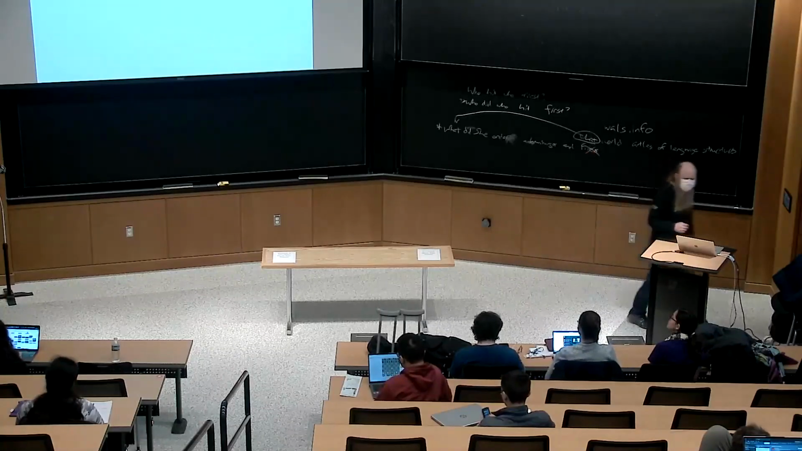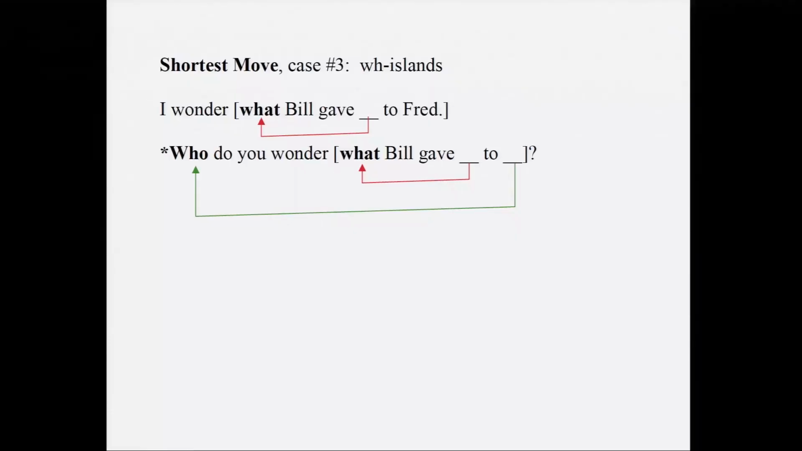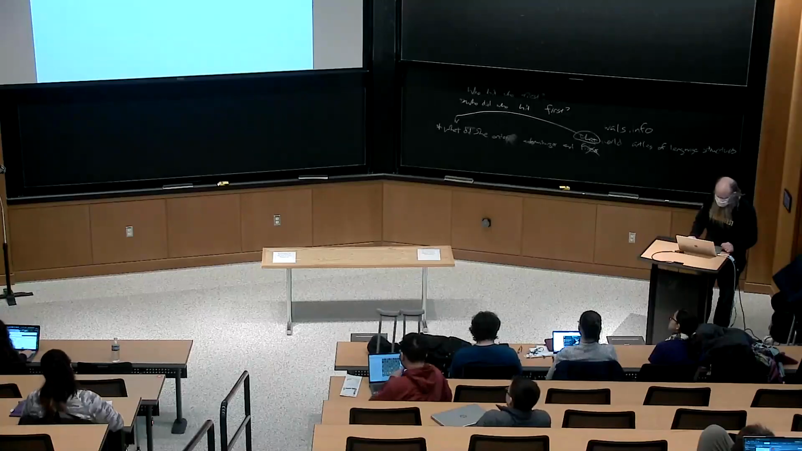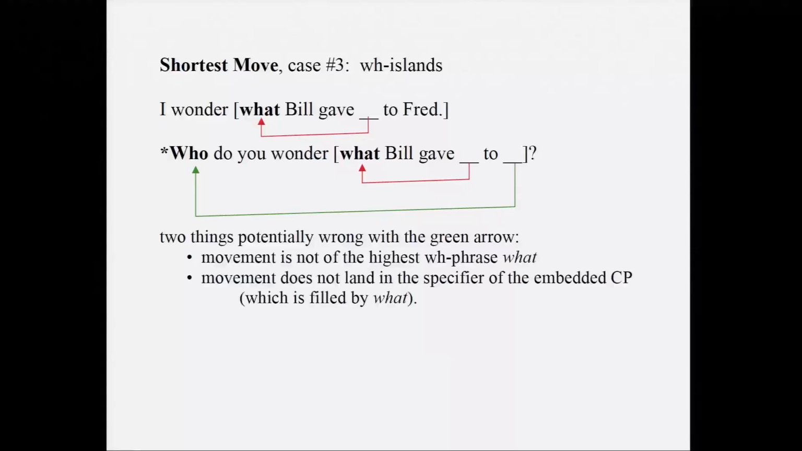So this is called a WH island. A WH question, like what Bill gave to Fred, is an island. You can form that. That's what the first sentence says: I wonder what Bill gave to Fred. But you can't WH extract out of it. Proposal people have made: well, there are at least two possible things that could be wrong with the green arrow there, the one that's going from the embedded clause into the matrix clause.